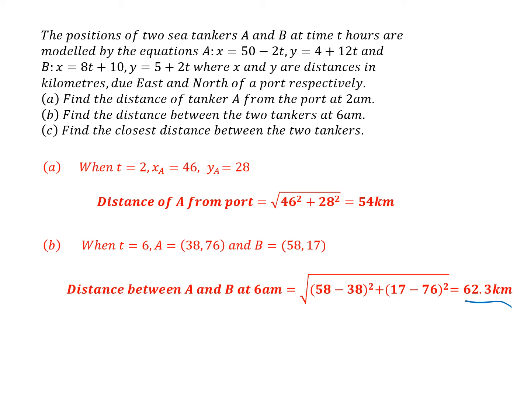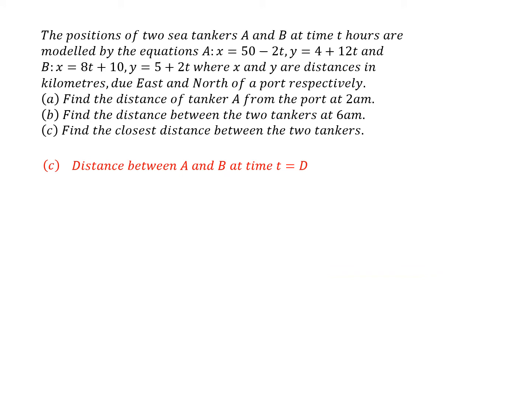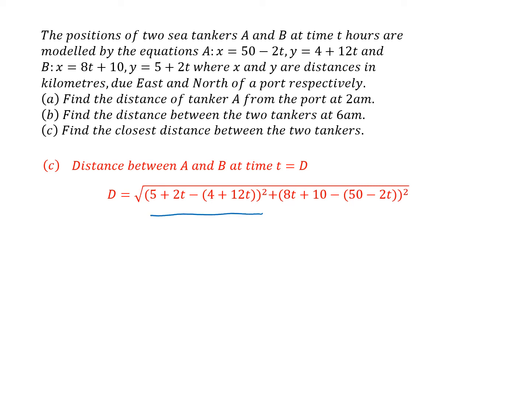Part C is a bit different because we're now looking for the closest distance between the two tankers. So if we say that the distance between A and B at some time t is d, that's the distance between the two at any given time, then d is going to be the square root of the x coordinate squared plus the y coordinate squared. So where does this come from?